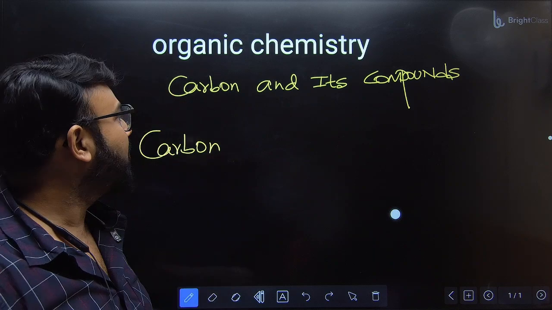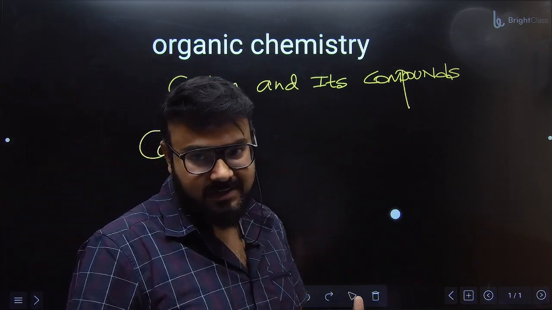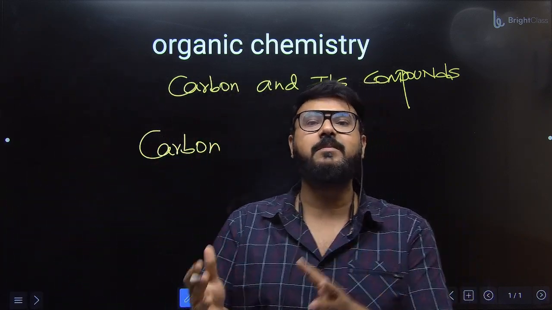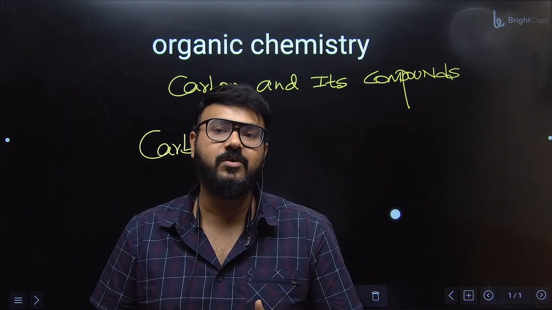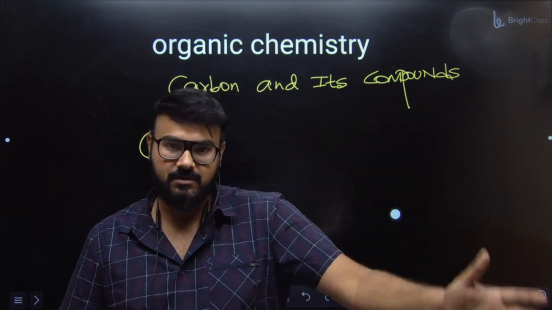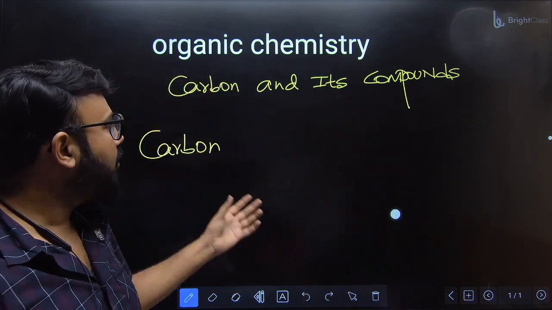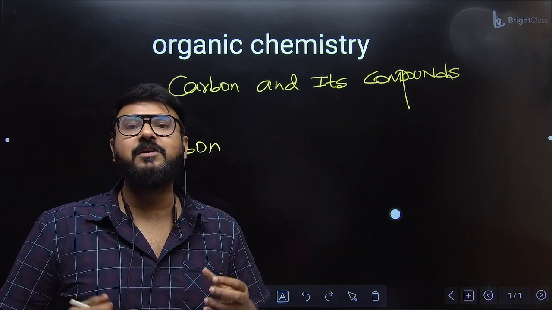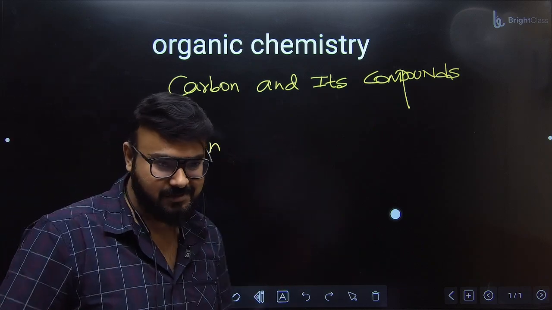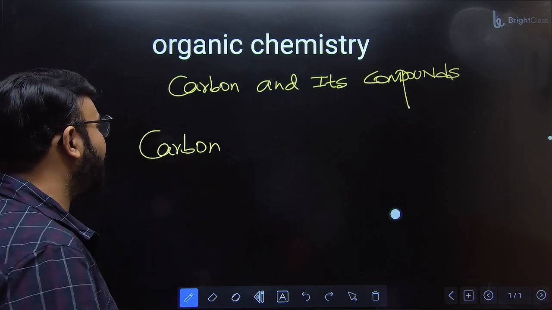Now, we are talking about carbon and its compounds, and this branch of chemistry, when you study carbon and its compounds, is called organic chemistry. All right. So, to start off with, I'll talk about carbon first. Let's see what information we have about carbon.